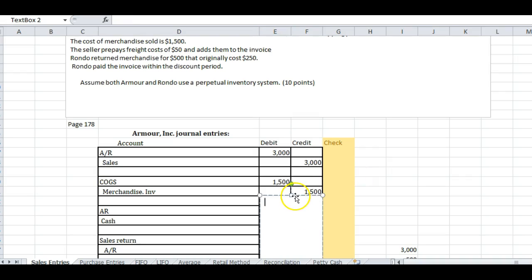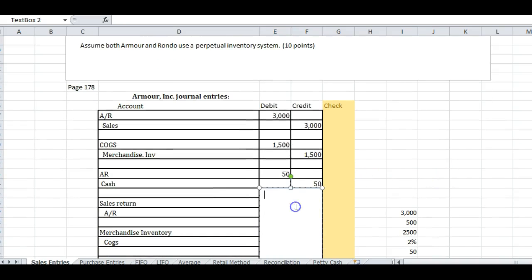Now we add the delivery expense, and we're going to actually charge the company for that. So we pay cash and we add it into their accounts receivable at $50. Then they return merchandise of $500 before there's anything taken out. So now I have to take that out of accounts receivable and put that into the sales return.